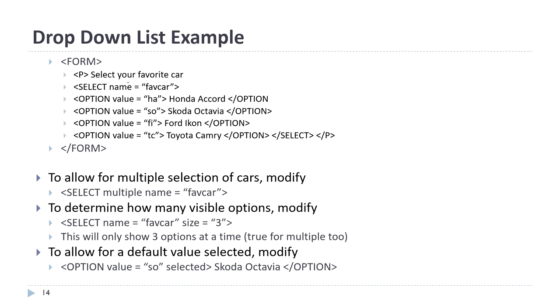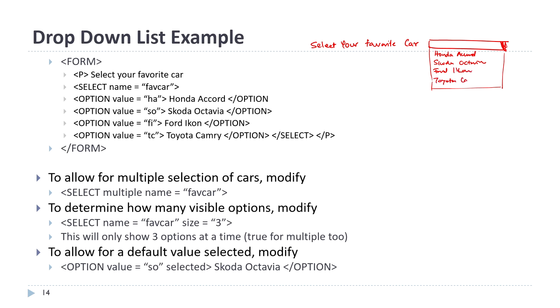So, here is an example: form, select your favorite car. It will appear something like this. Favorite car, and then the options. When you click it, it will have a pull down list which will show something like Honda Accord, Skoda Octavia, Ford Icon and Toyota Camry. Then you can use the mouse to select whichever option you want. Each one of these is an option tag, and the pull down list is the select tag.